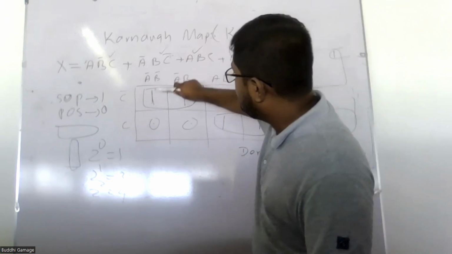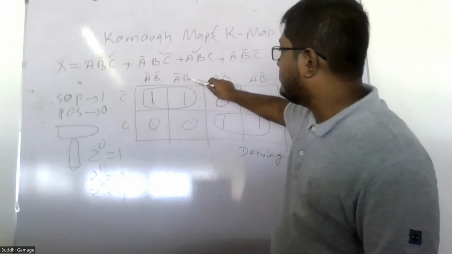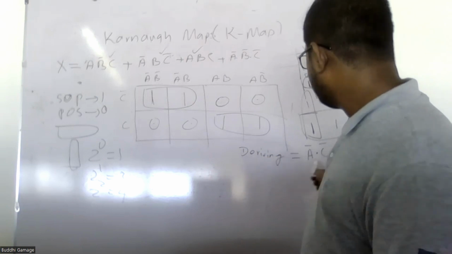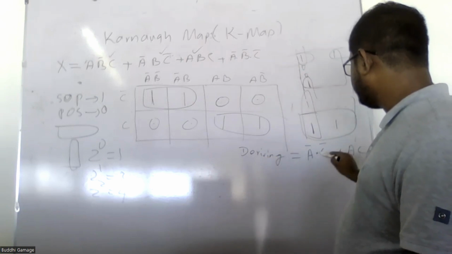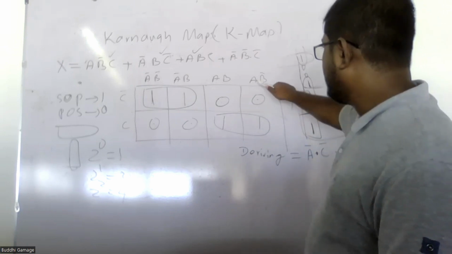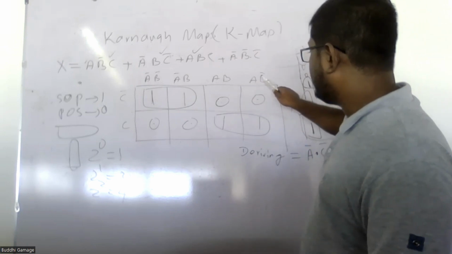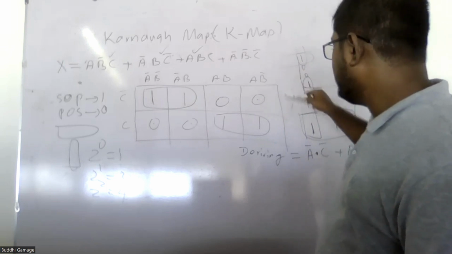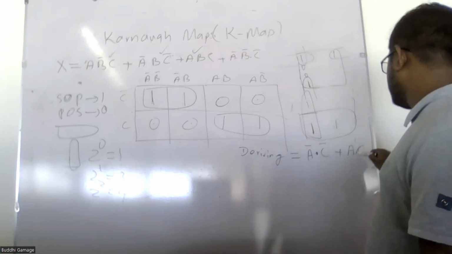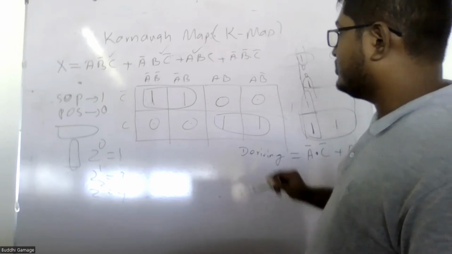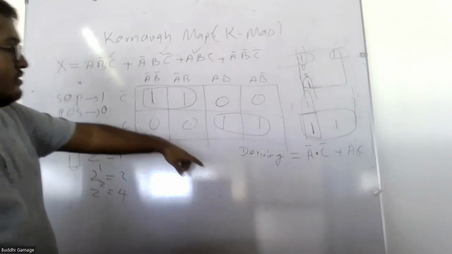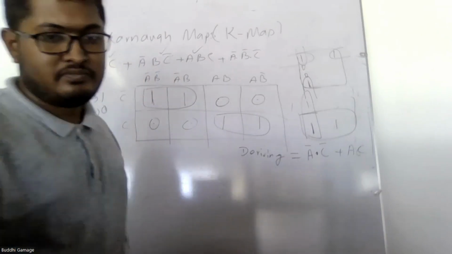So here in this group, B bar, B has changed, so we can remove that part. We only need to write the unchanged letters. And here A is not going to change, only B is changing. And here C is not going to change. So it is A. If you draw the truth table also, you can find out this is the simplified answer.